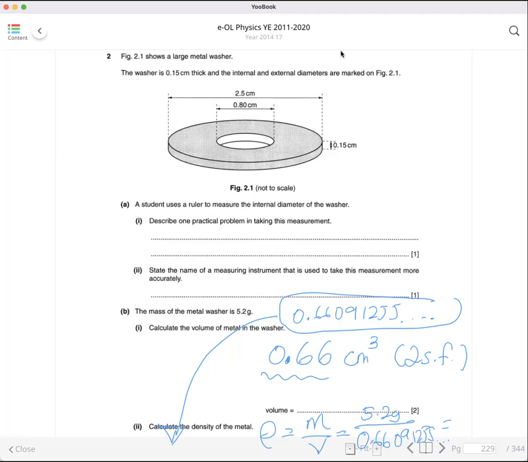Yu Ting, I need you to be consistent. If you want all to be 3 SF, you put all 3 SF. If you want all to be 2 SF, you put all 2 SF. You don't want 3 SF, then part 2, 2 SF. Can? Okay, if I were to be consistent, my answer cannot be more accurate than what's given in the question. My answer for this will be 7.9 gram per cm cube. Okay, Bei Kwan, do you know why your unit is wrong?